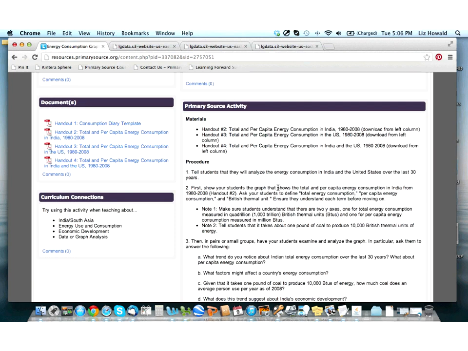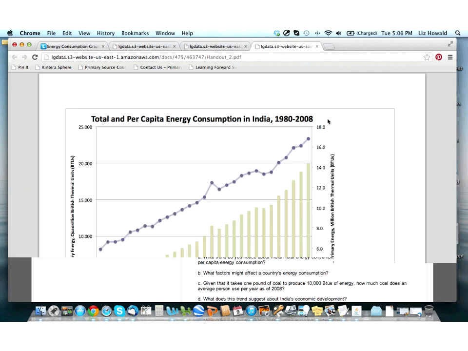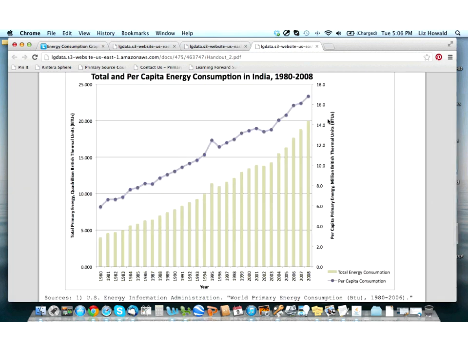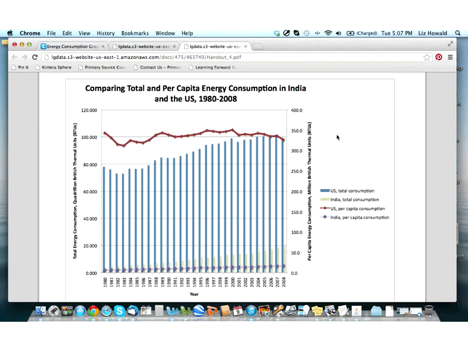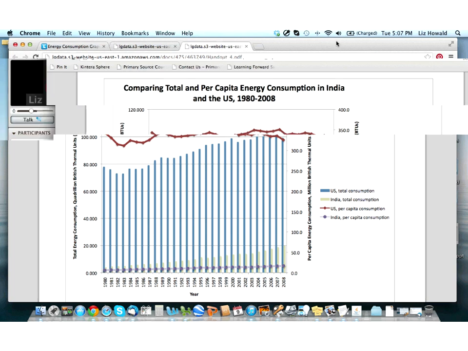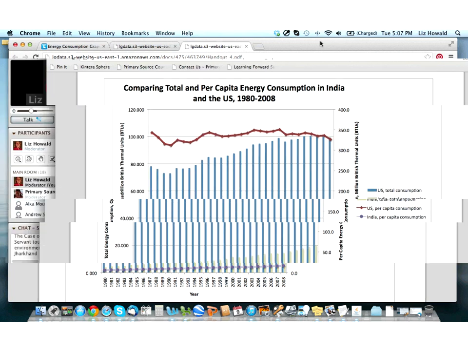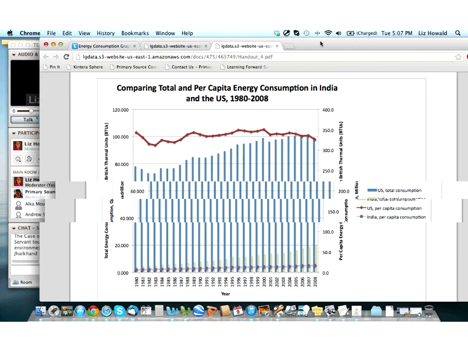And as I said, for this activity, students will take a look at visual resources, so graphs, and they'll be looking at 3 of them. I'll just show you a couple of them here. The first one they'll look at shows total per capita energy consumption in India over the past 30 years. The second one is very similar, but we'll look at energy consumption in the United States. And the third one will actually compare total and per capita energy consumption in India and the United States, so this information is all available on one graph. And like all the other resources required for Primary Source World, you'll be able to access these by downloading the handouts in the document section on the left-hand side of the page here.